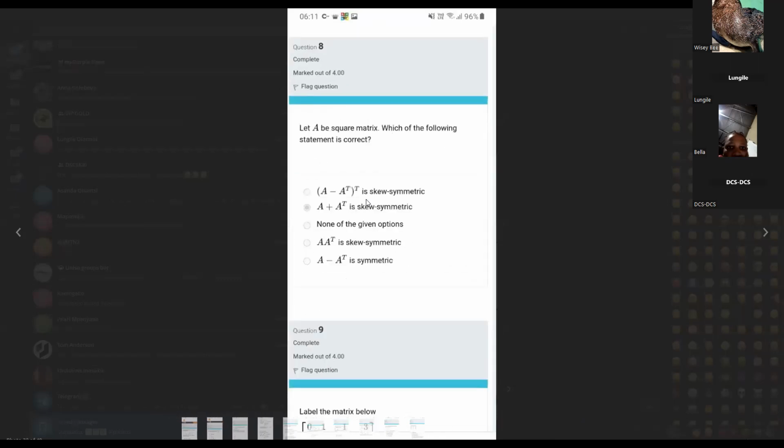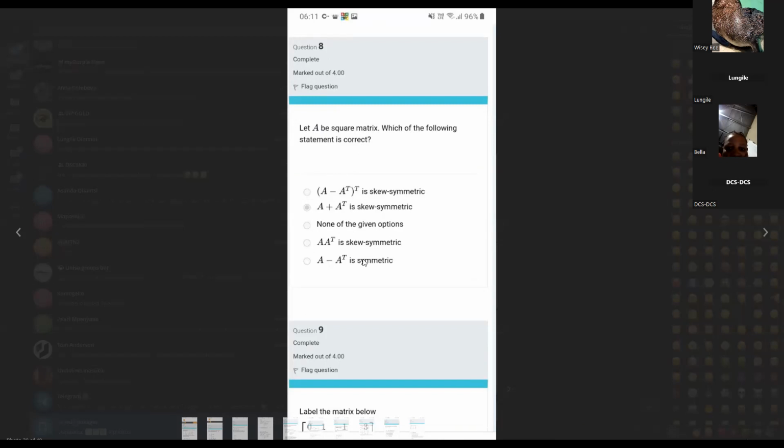Yeah, this one, right? Let A be a square matrix. Which of the following statements is correct? This whole thing is skew symmetric. And then this. Oh yeah, I made a mistake here. This one is symmetric, not skew symmetric.